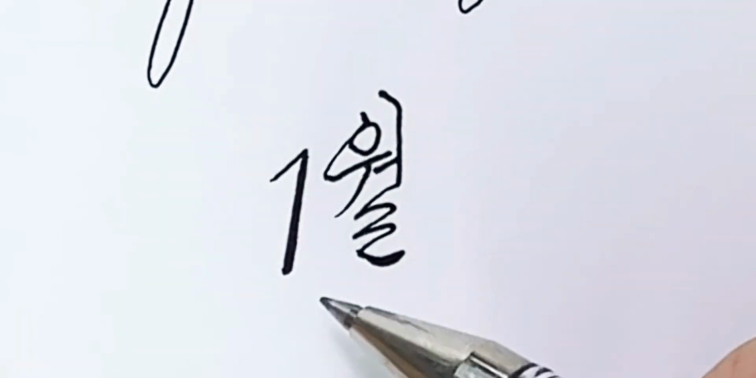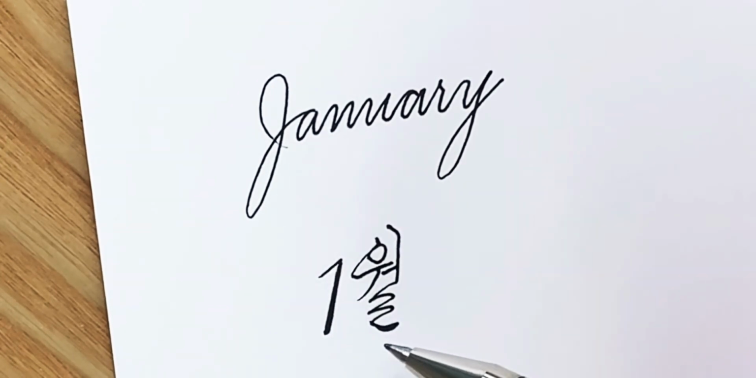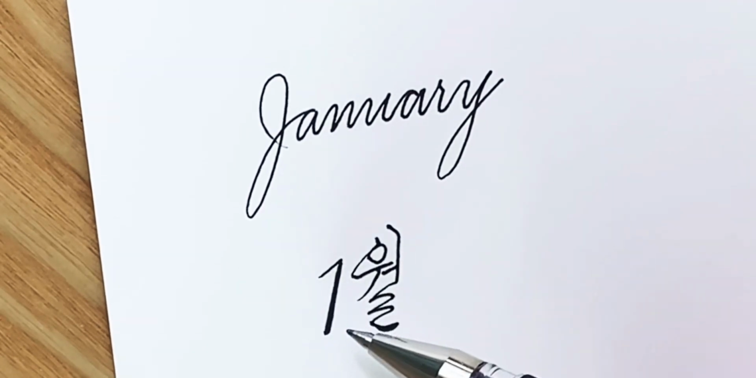Alright, this is January. That's 1월. 1월. In Korean, we don't have certain words for first month, second month, third month. We have a number, and 월 means month. So 1월. And it repeats. So you just change the number.